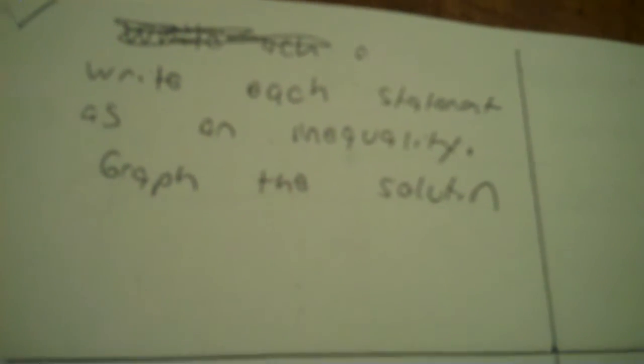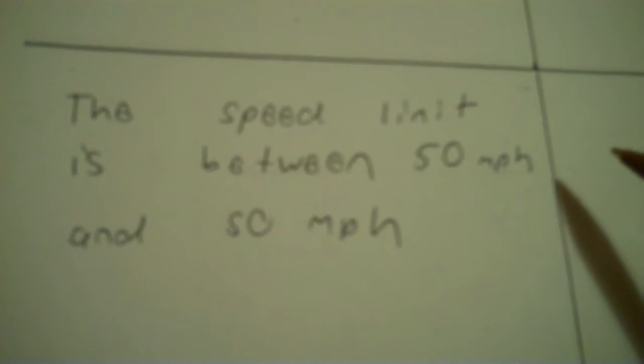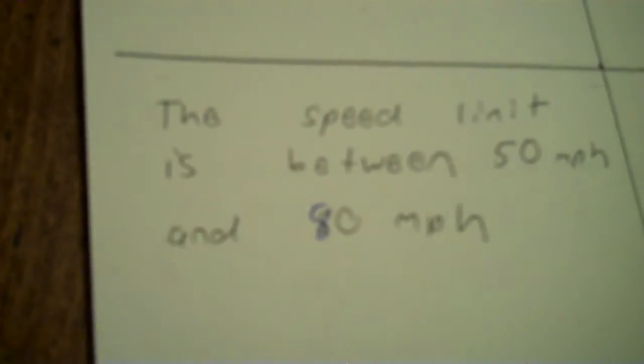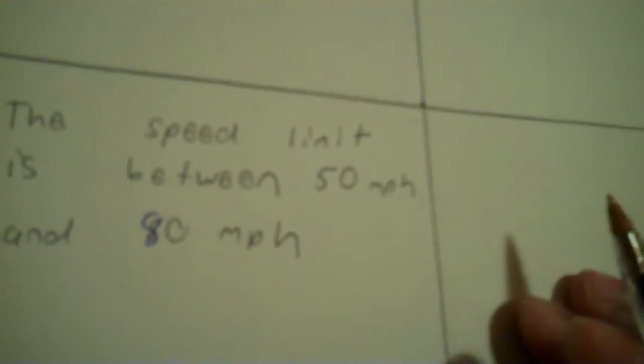Okay, now our next one. Write each statement as an inequality, graph the solution. The speed limit is between 50 miles per hour and 80. We're actually going to do the graph first. Okay, the graph's easy to see.